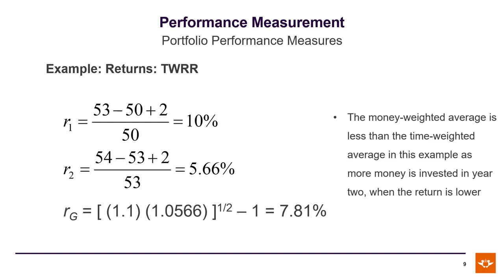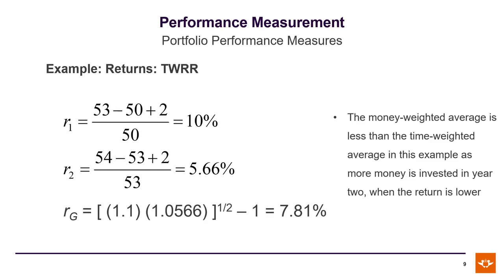Now, in our first year, we bought a share for $50, which appreciated to $53. And over that year, we received a $2 dividend. So overall, we generated 10% return. In year 2, we generated only a 5.66% return because our $53 share only appreciated to $54. And even though we got a $2 dividend, it wasn't all that much. So overall, we generated a 7.81% return.